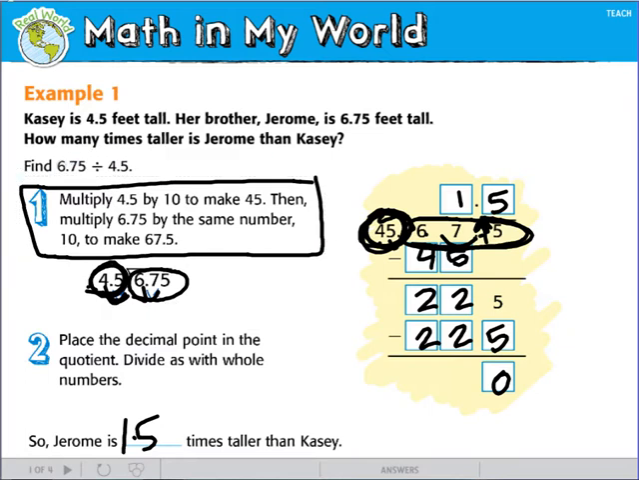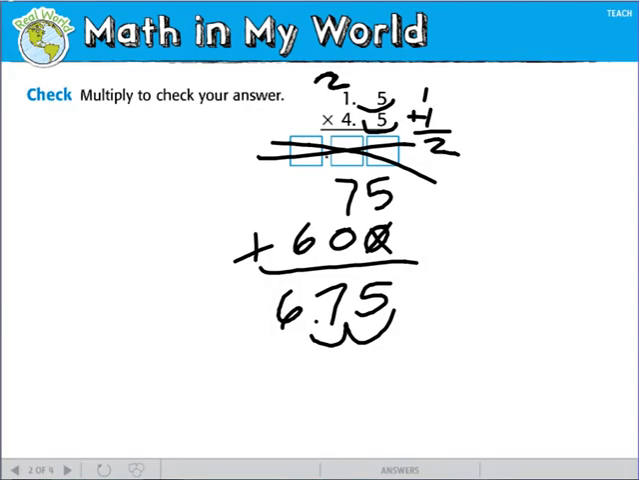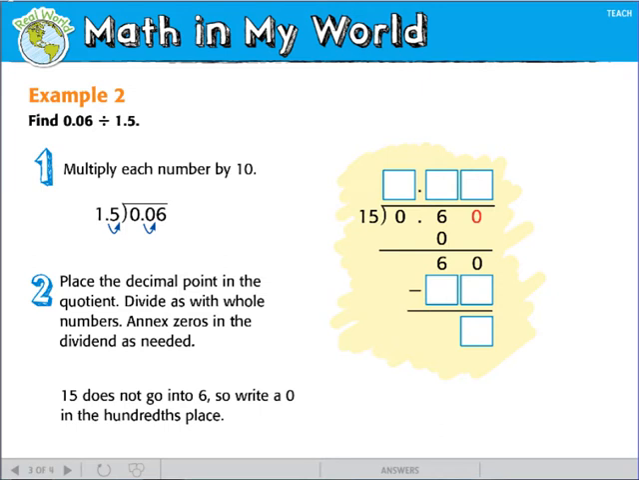Our answer right here. It says find 6 and 75/100ths divided by 4 and 5/10. So 6 and 75/100ths was the number that we were missing. 4 and 5/10, 1 and 5/10, 6 and 75/100ths. So we're good. Our answer was right. All right. So we're going to do another one.